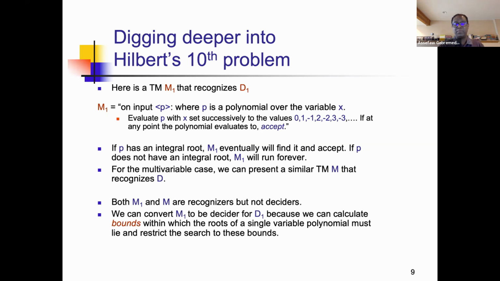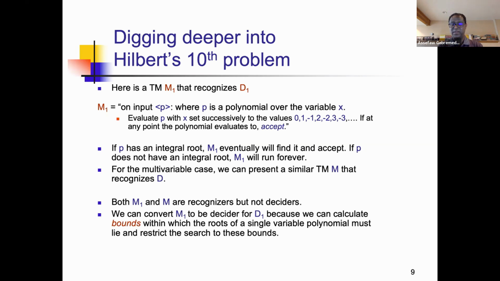The question becomes different when we want to talk about decidability. And the answers we get for these two, for the simplified version and for the general version, are different when it is a decider. So we can convert the simpler one, M1, to be a decider for D1, because we have a way to calculate bounds within which the roots of a single variable polynomial must lie and restrict the search to these bounds. I did not write that bound here because I didn't want to make the slide overly complicated, but it is not very difficult.